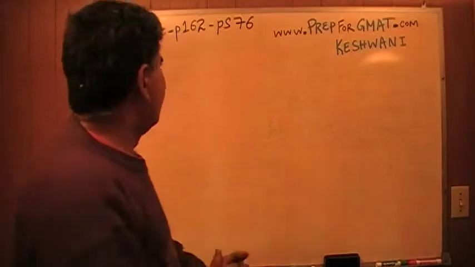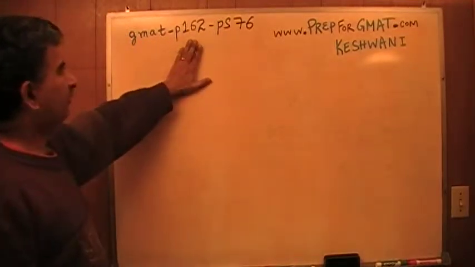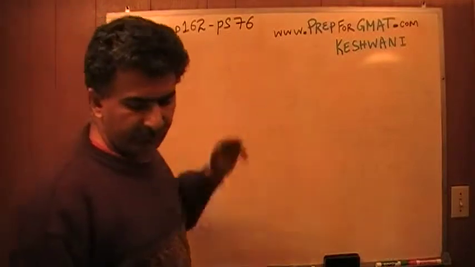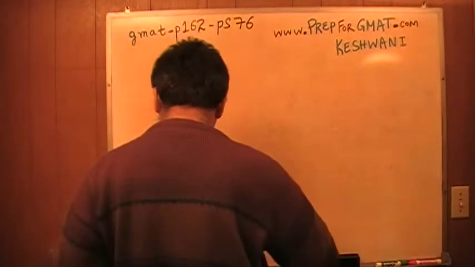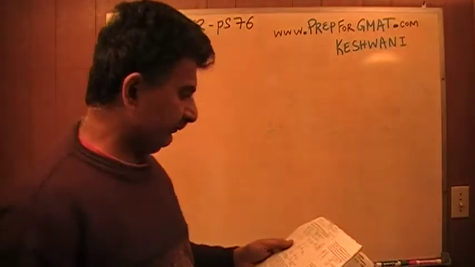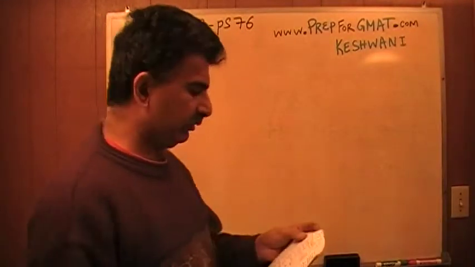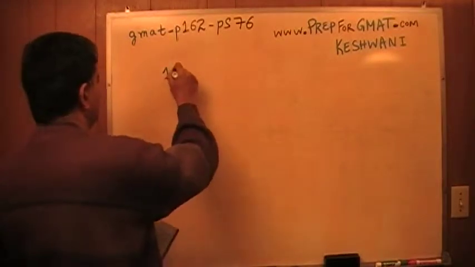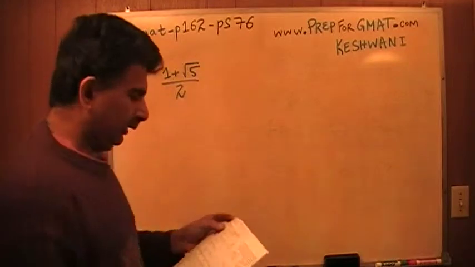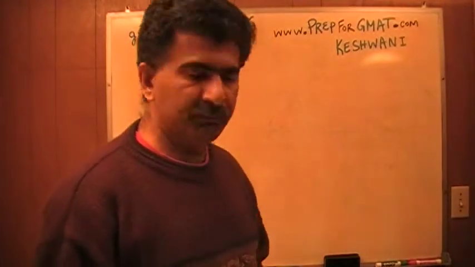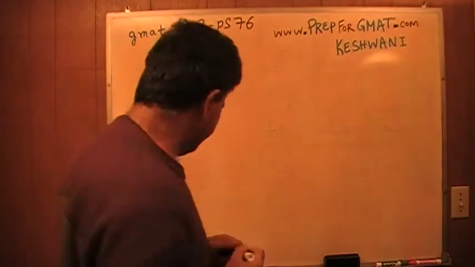The problem that I'm about to solve is at page number 162, problem solving number 76. Let's take a look at it. So turn to page number 162 and you will find the problem 76 there. It says which of the following ratios is most nearly equal to the ratio that is given to us. 1 plus root 5 to 2. And the key phrase here is that which of the following is most nearly equal to. They are not looking for the exact ratio, they are looking for something that comes closest to it.